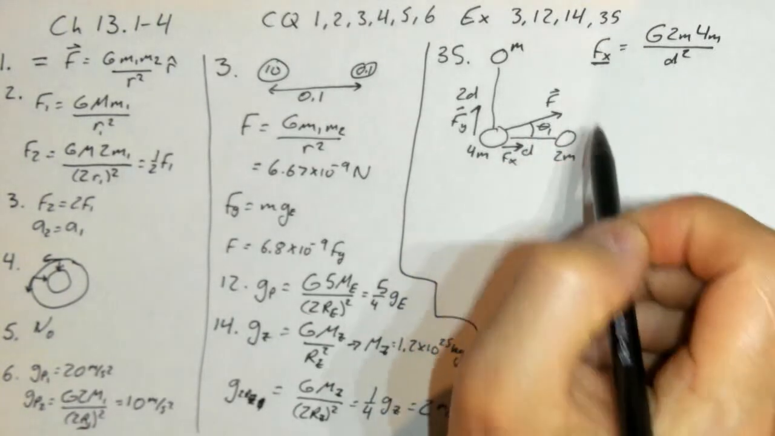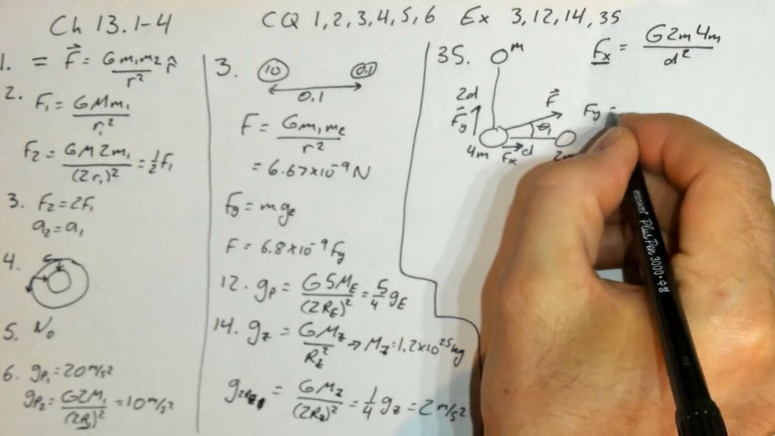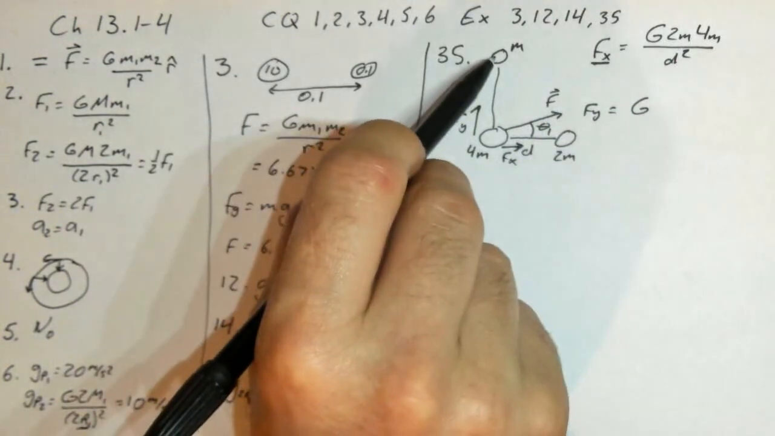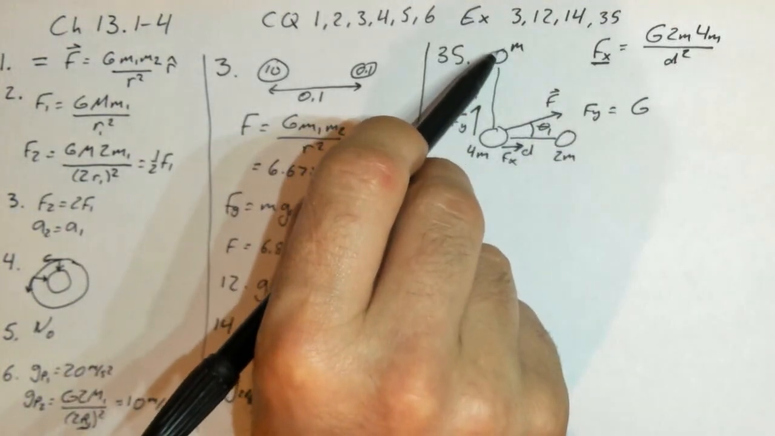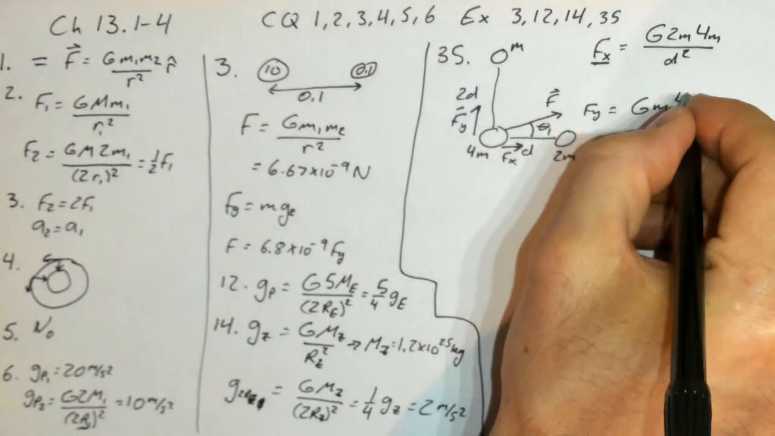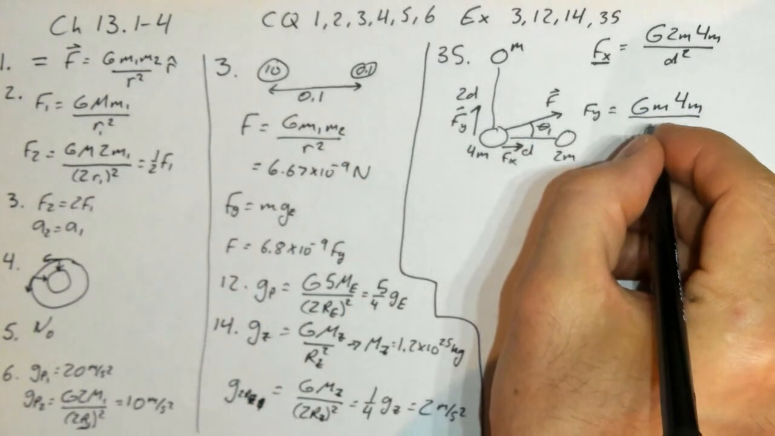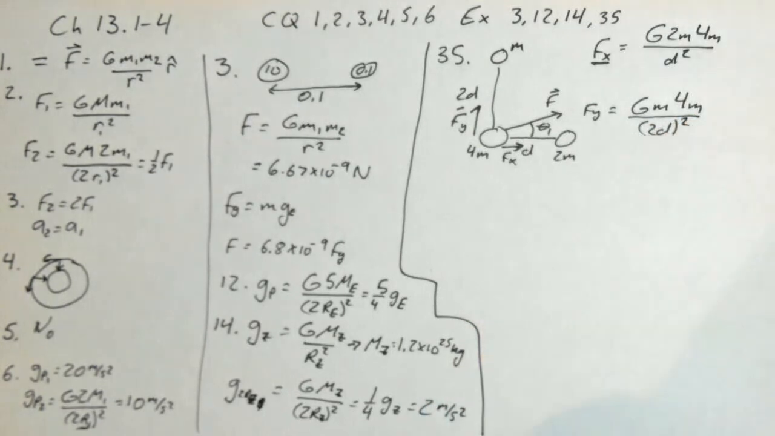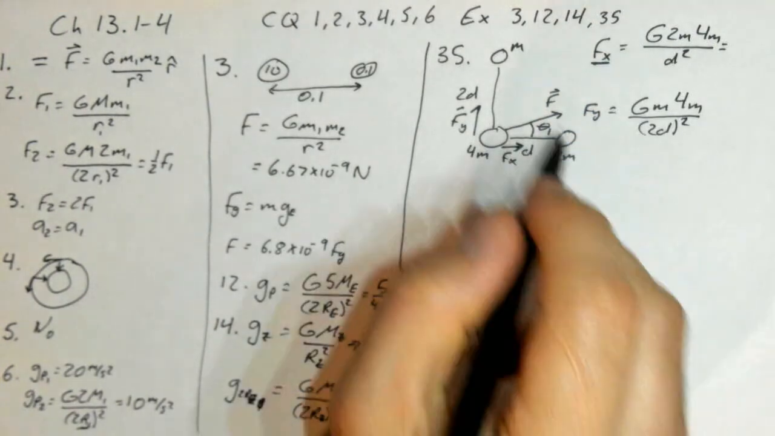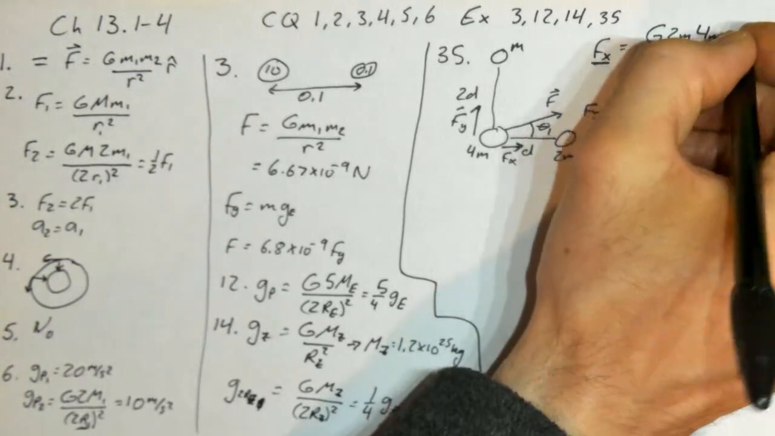Well, what is Fy? Fy, positive, is G times the mass of the object acting, so that's m, times the mass of the object being acted on, 4m, divided by the distance between them squared, so that's (2d) squared. Okay, so let's simplify these. You can see why I've done it in terms of m and d. This becomes 8 G m squared over d squared.